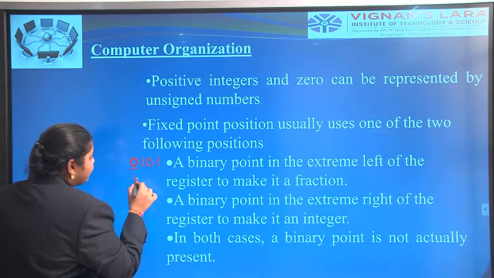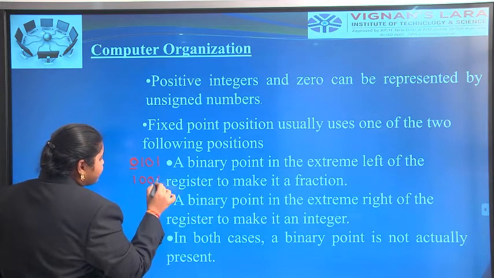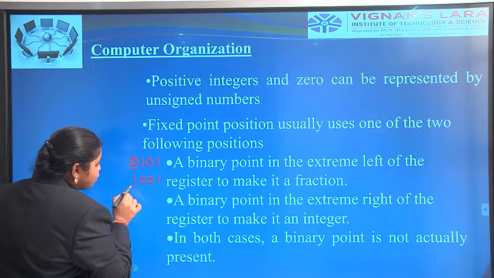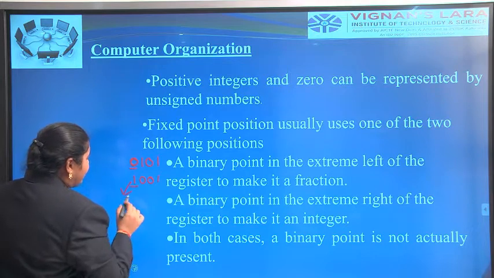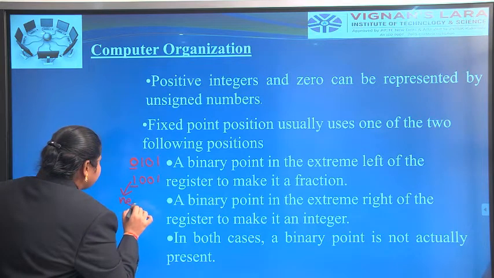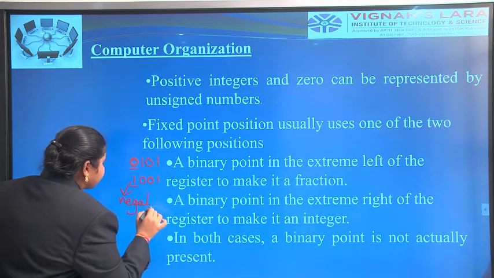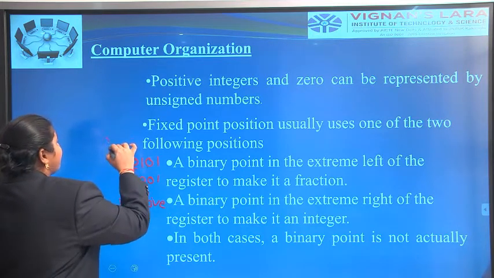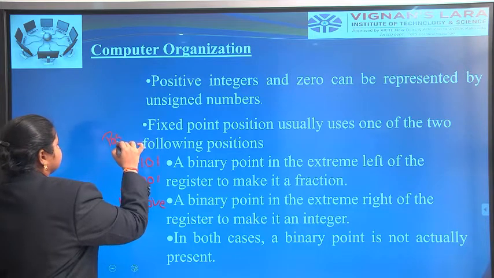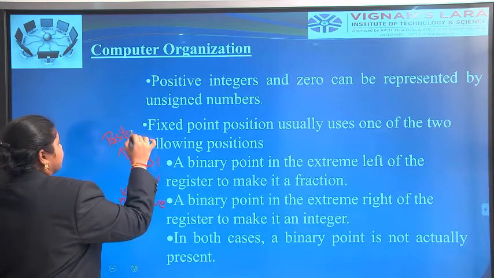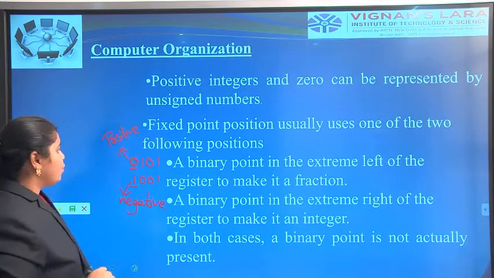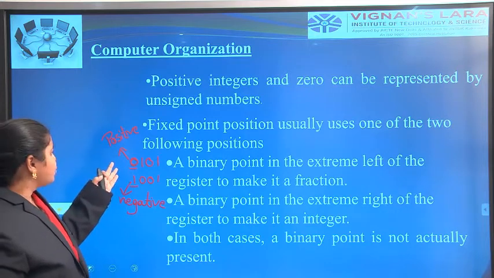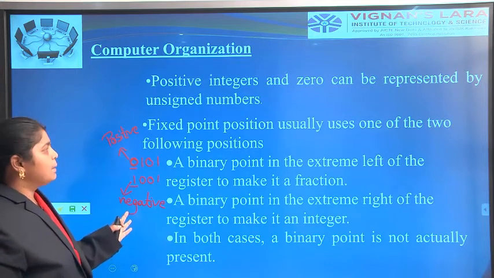Whereas if we take another number where the most significant bit is 1, then it is a negative number. Here, a most significant bit of 0 is a positive number. In fixed point representation, we denote it like this: positive number means 0 and negative number means 1.